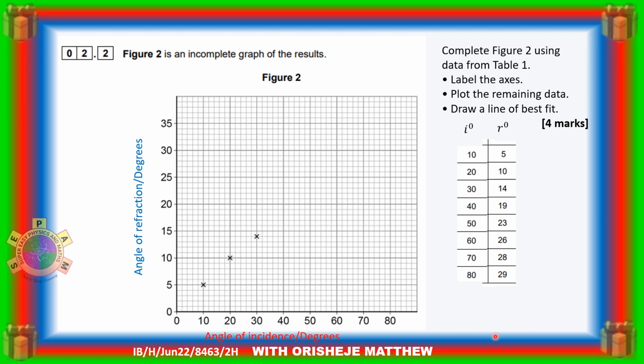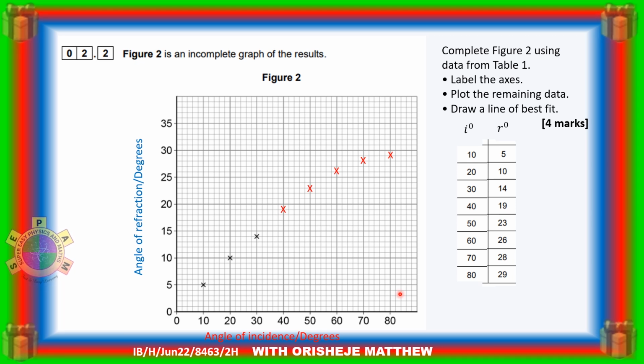The next thing we are going to do is to plot the values. The first 3 points have been plotted up to 30 degrees. So let's look at 40 degrees. When the angle of incidence was 40, the angle of refraction was 19. So we plot that point. Then when the angle of incidence was 50, the angle of refraction was 23. So you plot that point. Then we have 60, and so we finish up the plot, up to 80.